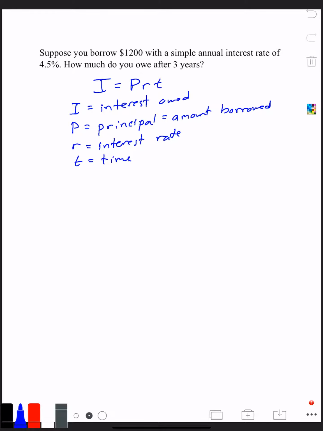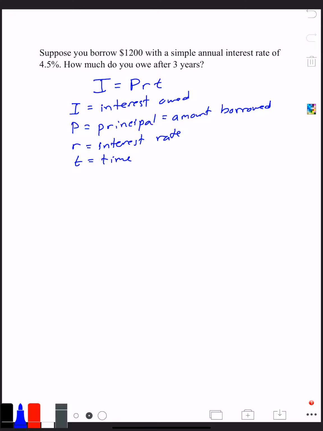I want to point out that for these problems, we need to make sure that the units for interest rate and for time are compatible. In this problem, the interest rate is annual, so it's per year, and the time is in 3 years, so those are compatible, so we're okay. Sometimes though, for example, credit card problems, they will give us an interest rate that's annual, but then we'll be talking about the number of days. In that case, we need to do a conversion, which we'll talk about on those problems.